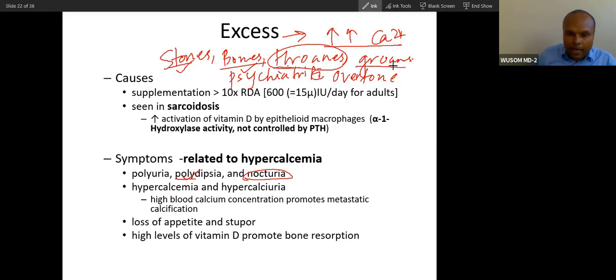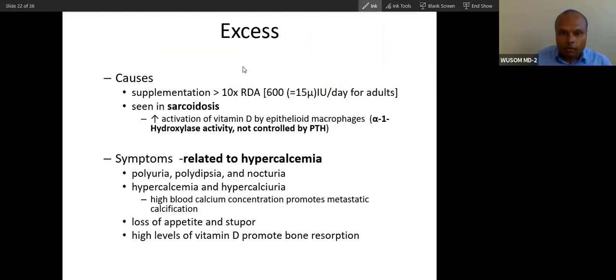And groans means abdominal pain will be there. And there can be psychiatric abnormality. This is called psychiatric overtones. So will you remember? Yes. Stones, bones, thrones, groans, psychiatric overtones. You can remember the presentation of high calcium. This vitamin D toxicity will lead to high calcium, and high calcium will lead to these problems.